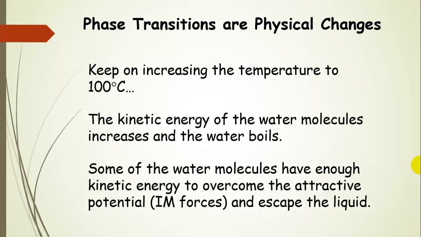Now, as we keep on increasing the temperature to 100 degrees C, what happens at 100 degrees C? Well, the water boils. At this point, the kinetic energy of the water molecules is quite high, and some of those water molecules can even escape. They have enough kinetic energy to overcome that attractive potential, those hydrogen bonds, and escape the liquid entirely into the gas phase.